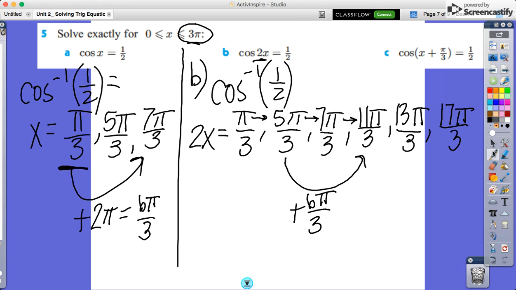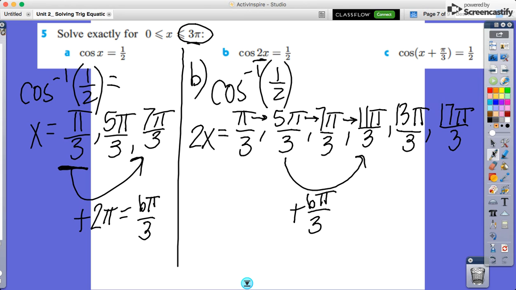Questions about this? Yes. Why are there 2 times as many values? Because when I do my last step of dividing everything by 2, these are all going to be in my domain of 3 pi. So would that be the same as how in the examples they multiplied the interval by 2? Yes. I just think that's confusing.